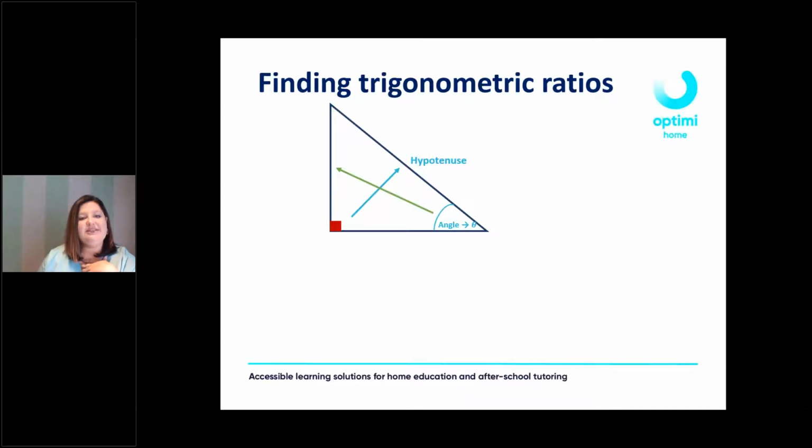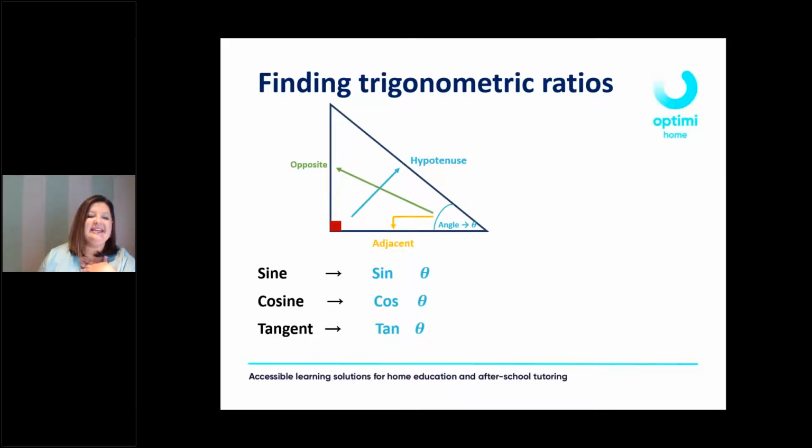Right, so opposite this angle that I chose of theta, we call the opposite side. The one next to it, we call the adjacent side. You are used to the trigonometric expressions by now, which are sine, cosine, and tangent.